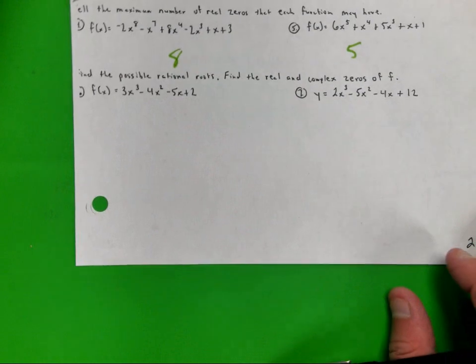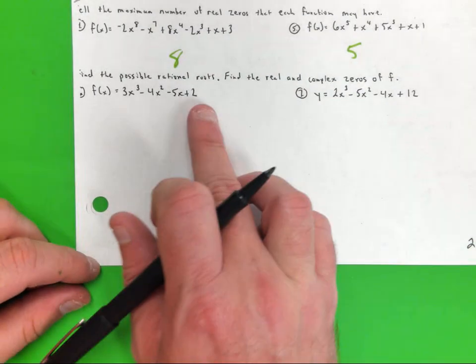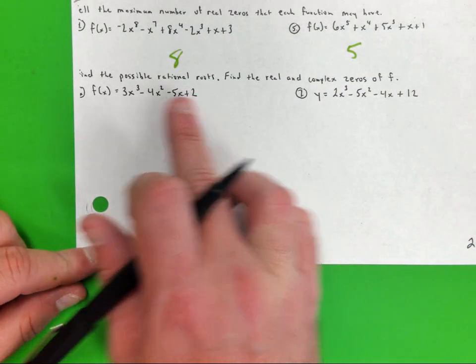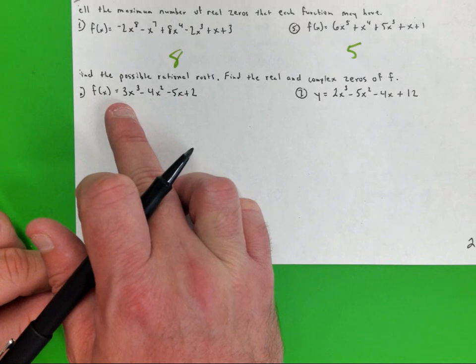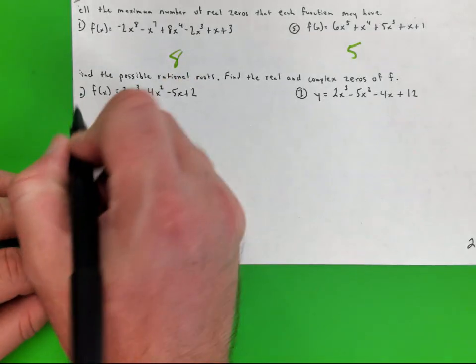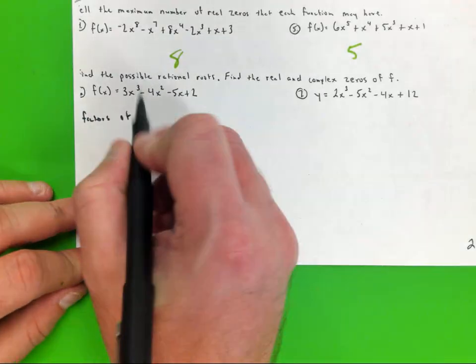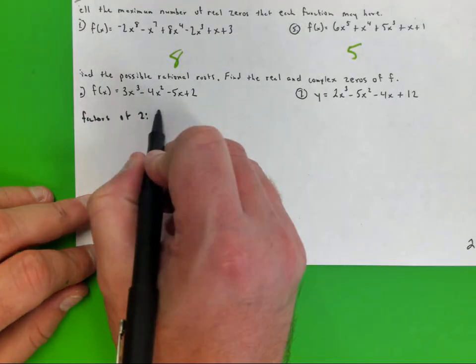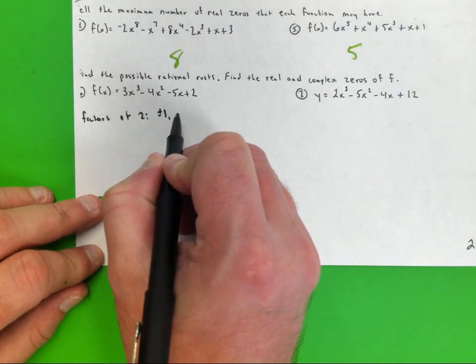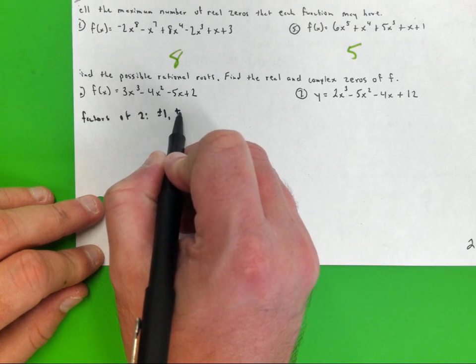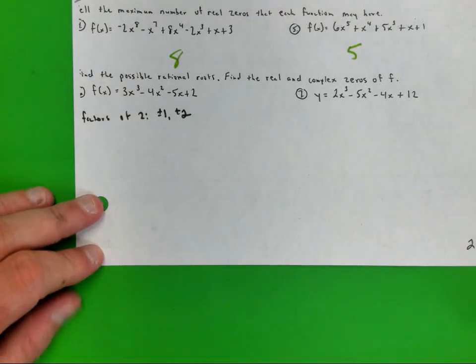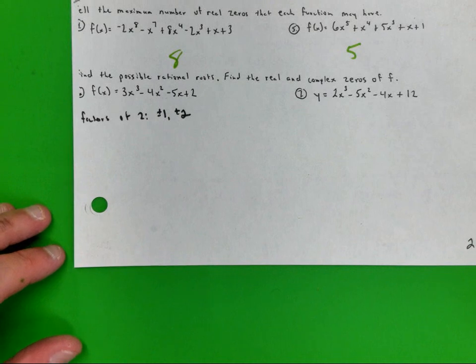Alright, so the rational zero theorem states that if you take the factors of the last term and divide it by the factors of the first term, that gives you your possible zero list. So this is how I do it. Factors of 2, that's plus or minus 1. And what's another factor that goes into 2? Plus or minus 2. Those are the only numbers. Why do you put plus or minus? Because that takes into account the positive and the negative values.